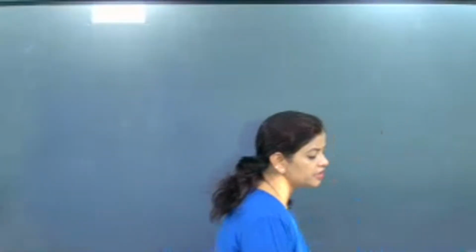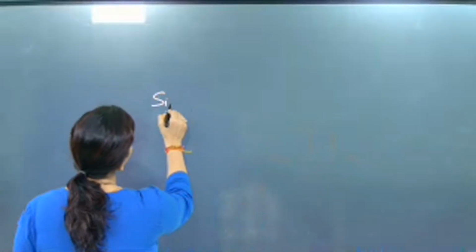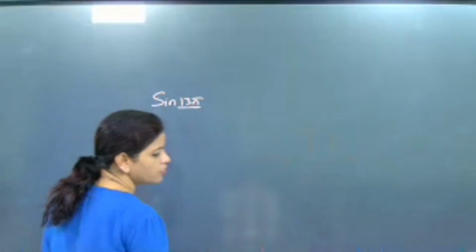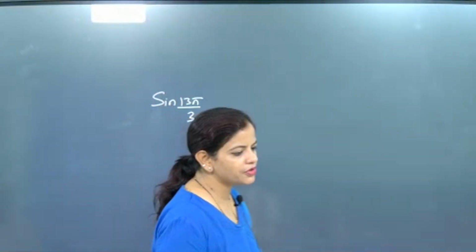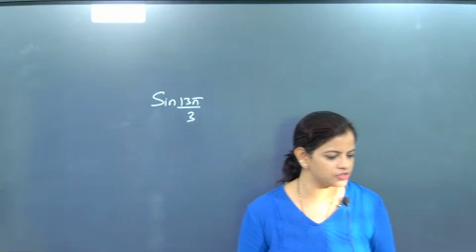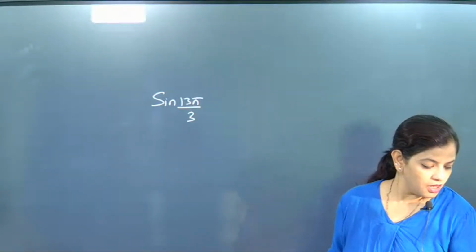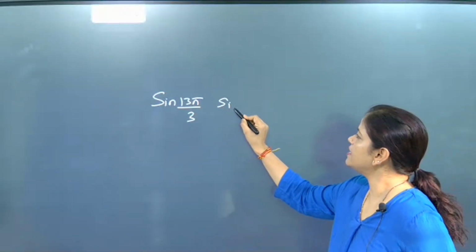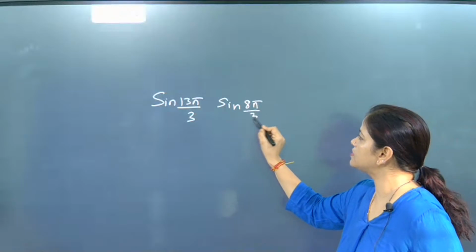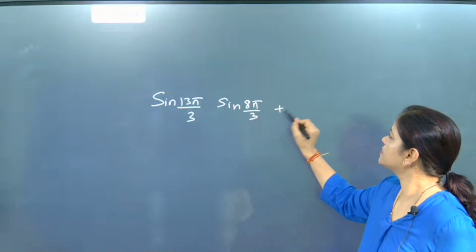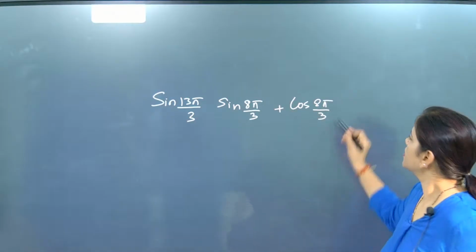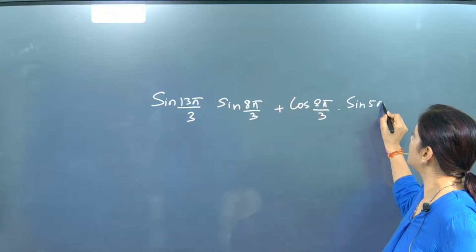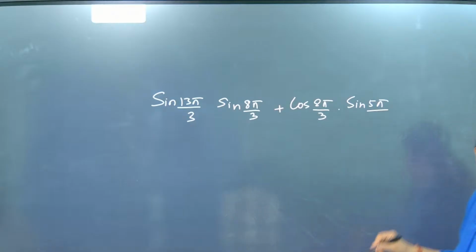Come on, go for this question, beta. Sine 13 pi by 3. This is the last set of this type of questions, because most of the time they will be asking you to solve this. Sine 13 pi by 3 and then sine 8 pi by 3, plus cos 2 pi by 3 into sine 5 pi by 6.